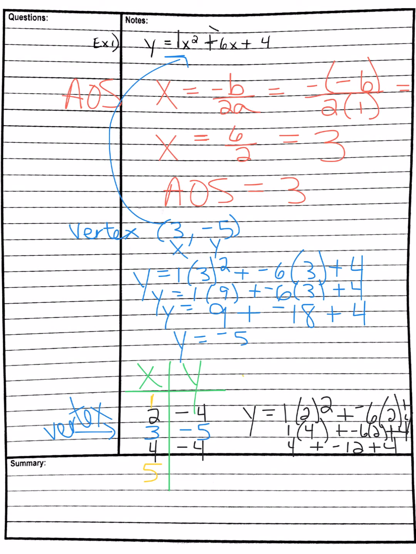So if I plug the number 1 in, negative 6 times 1 plus 4. So if we do our math here, 1 squared is 1 times 1 is 1. Plus negative 6 times 1 is negative 6 plus 4. So we actually get a negative 1.